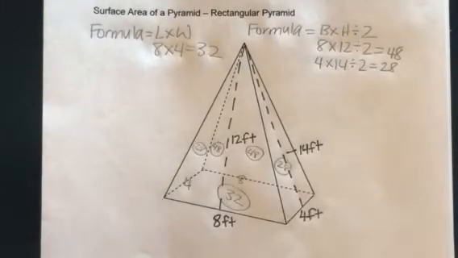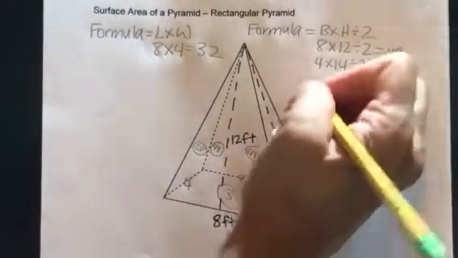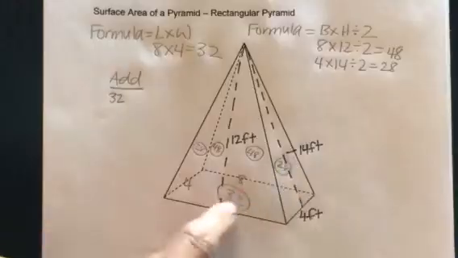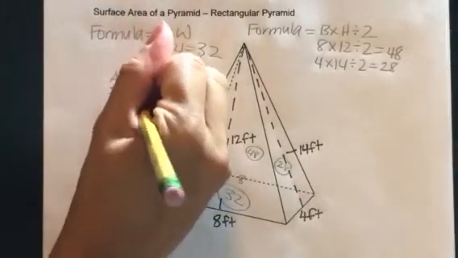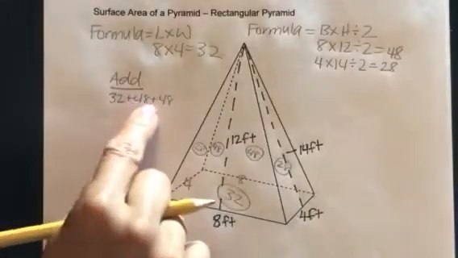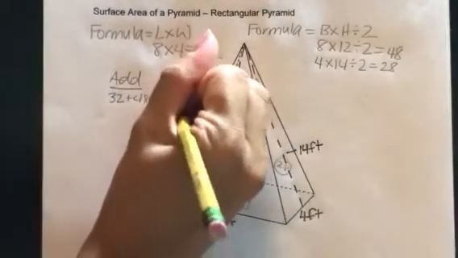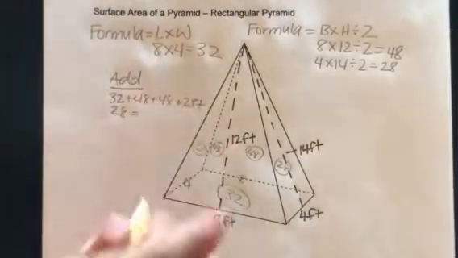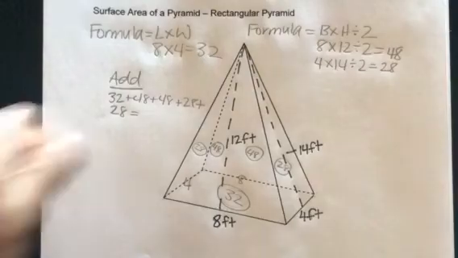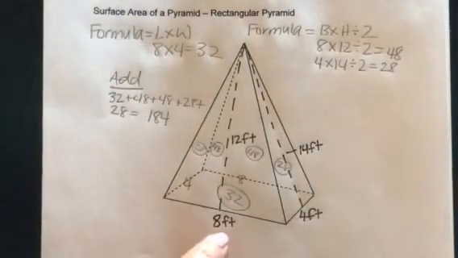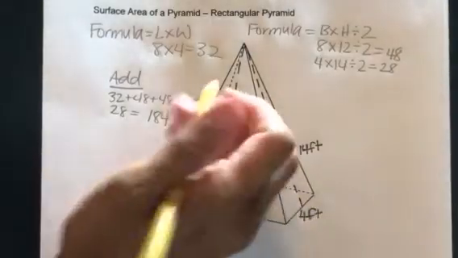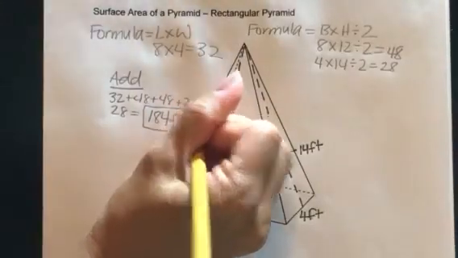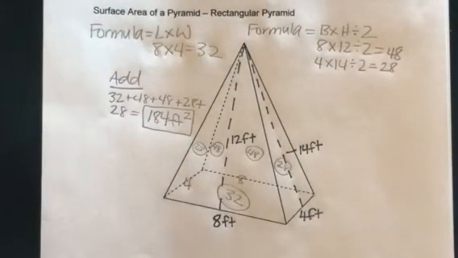So the last thing I have to do is just add all of these together. So we're going to add 32 plus 48 plus 48. And some of you might want to just do 48 times 2. That might be easier. And then 28 plus 28. And you could do the same for 28. When I add all of those together, you get 184. It needs a label. It's measured in feet. Area is always squared. So my total surface area is 184 square feet.